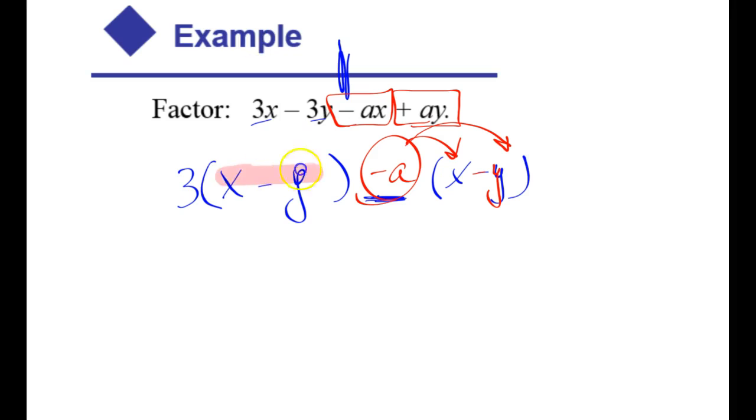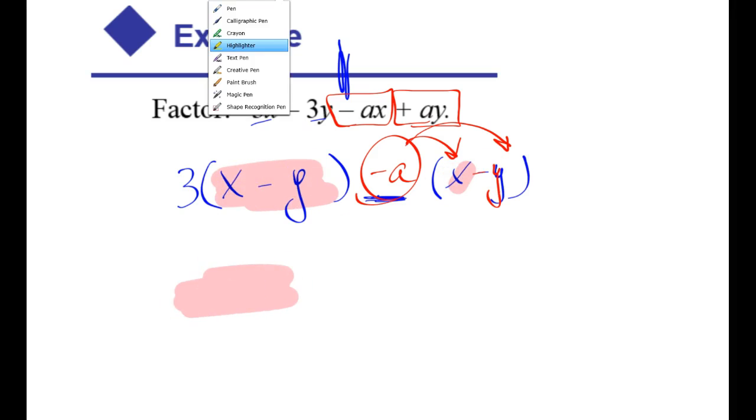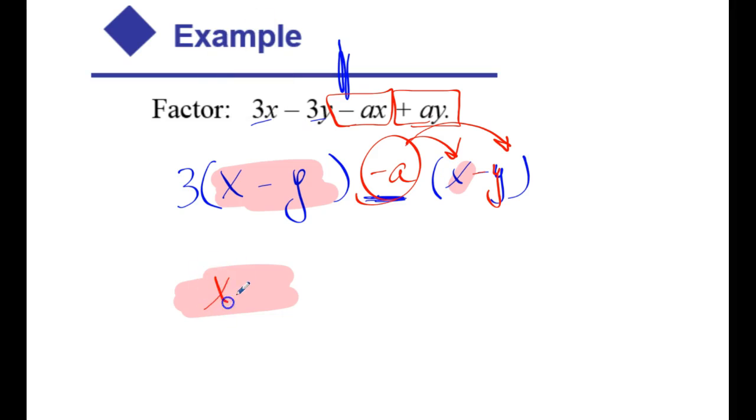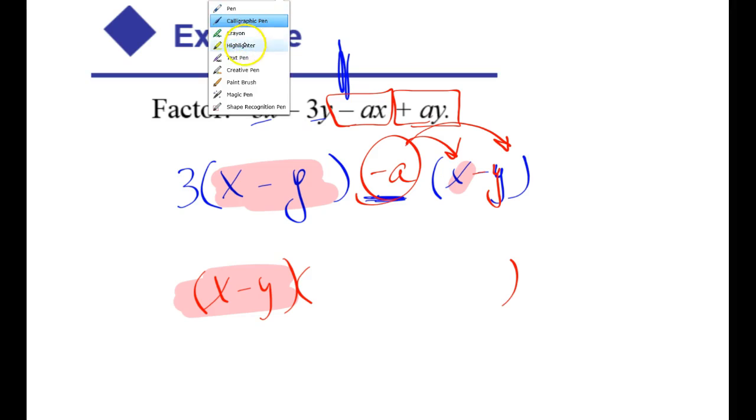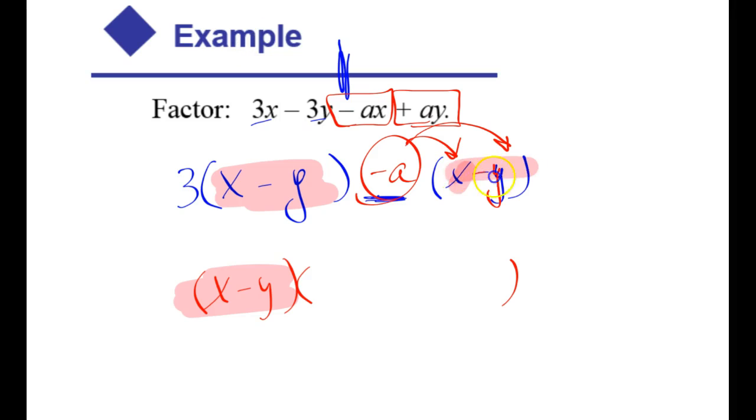So my common factor this time is x minus y. And again, I'm going to put parentheses around that x minus y, so I know that that whole factor is being multiplied by what's remaining. And what's remaining is everything that's not in pink. So if I factor out the pink, I'm left with 3 minus a.